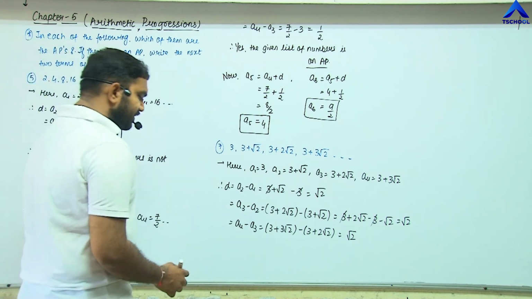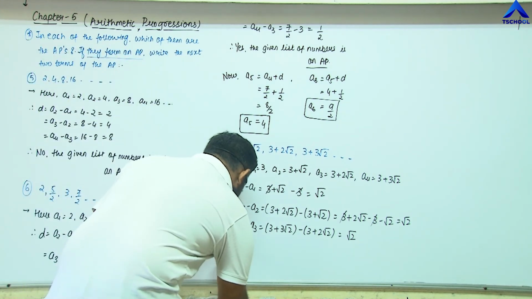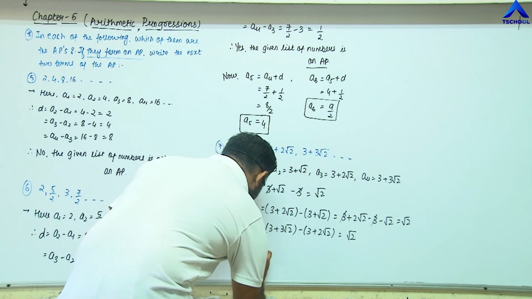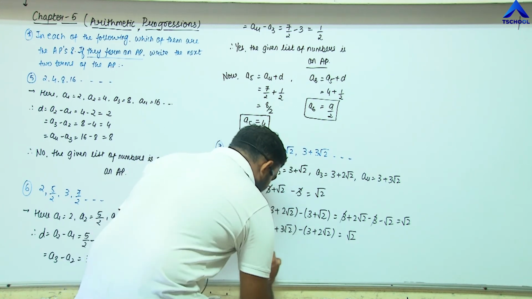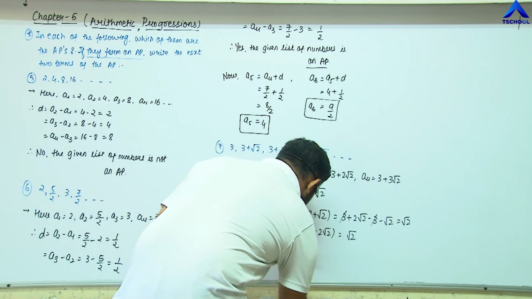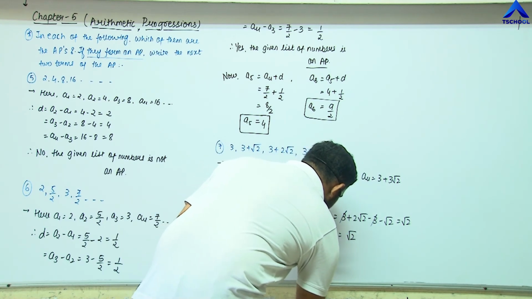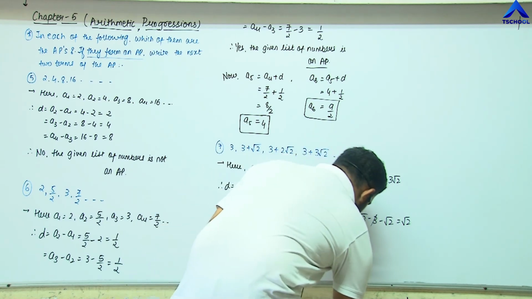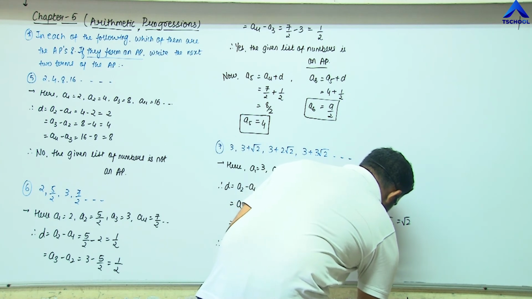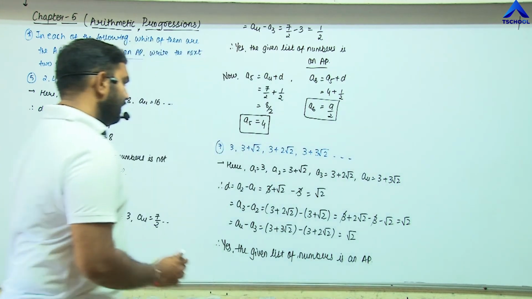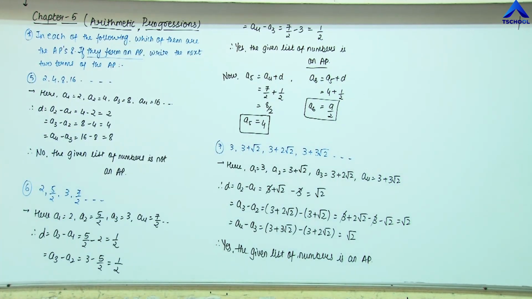Therefore we got the same difference, hence yes, the given list of numbers is an AP. Right, the given list of numbers here is an AP.